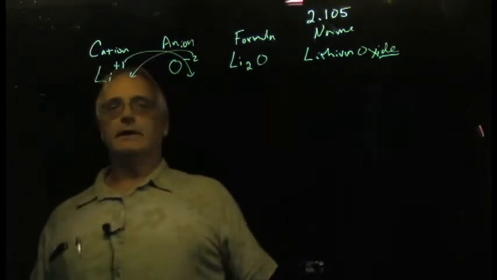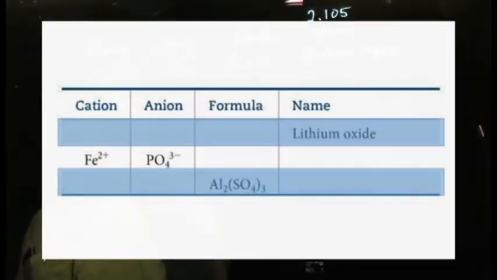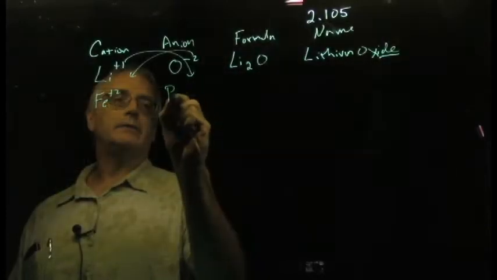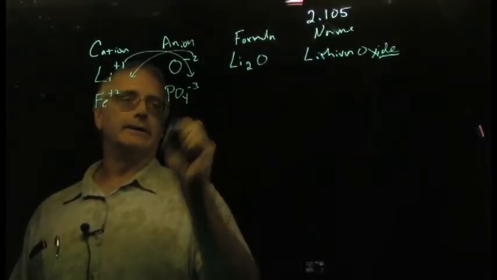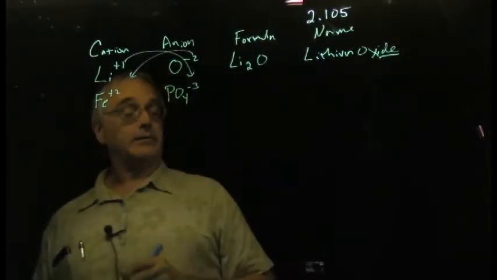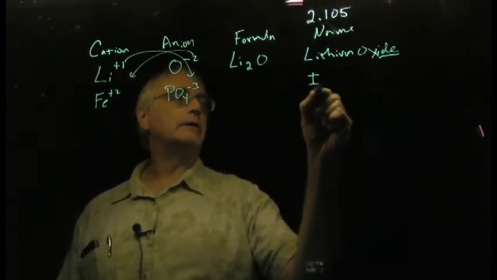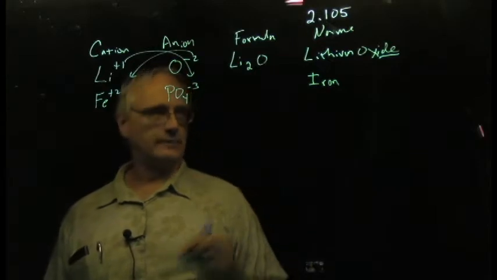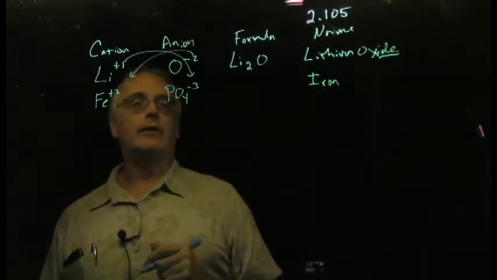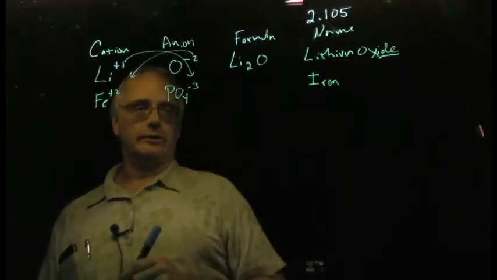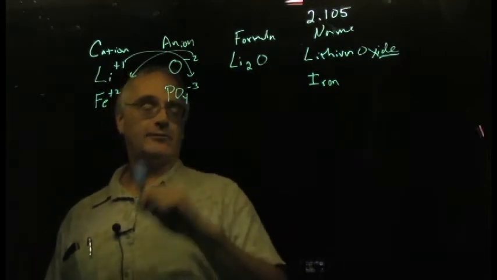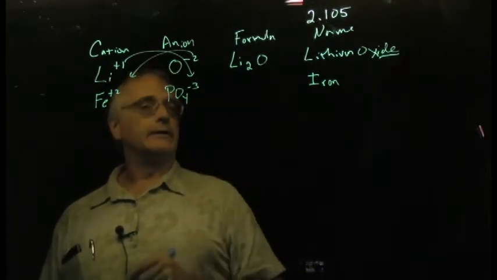The second row of this table, this time they give us two of these. They tell us Fe plus 2 and PO4 minus 3. Now, Fe, a symbol for iron. So the name is going to be iron something or other. Okay, but I'm going to put that in there, so I know that one already. This one, a molecule, 4 oxygens and a phosphorus with a -3 charge.